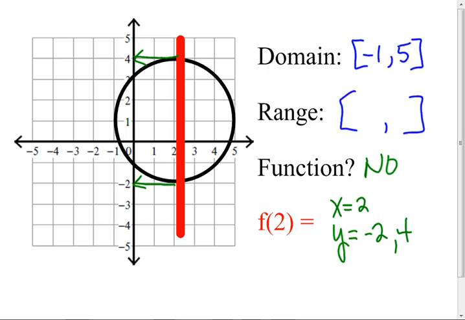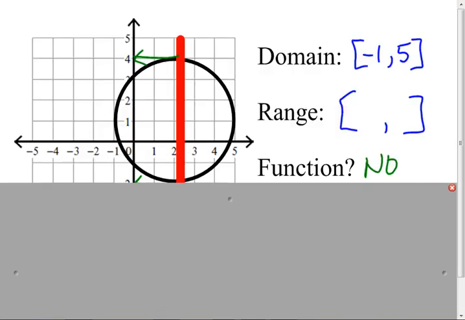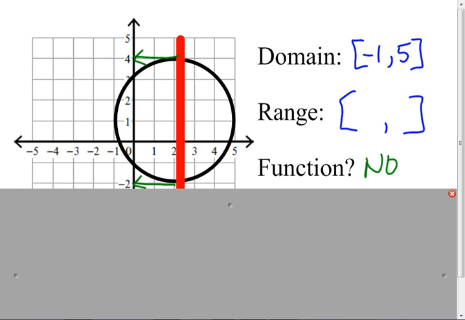What's the range? You should have done this by now. Yeah, we always go the smallest to the largest. So it's negative 2 to 4.